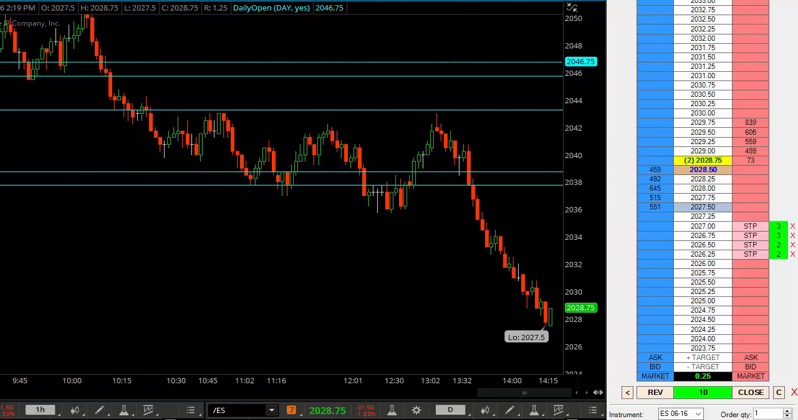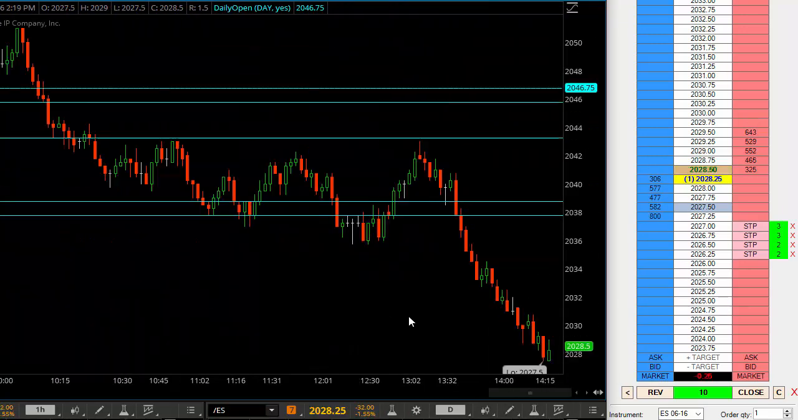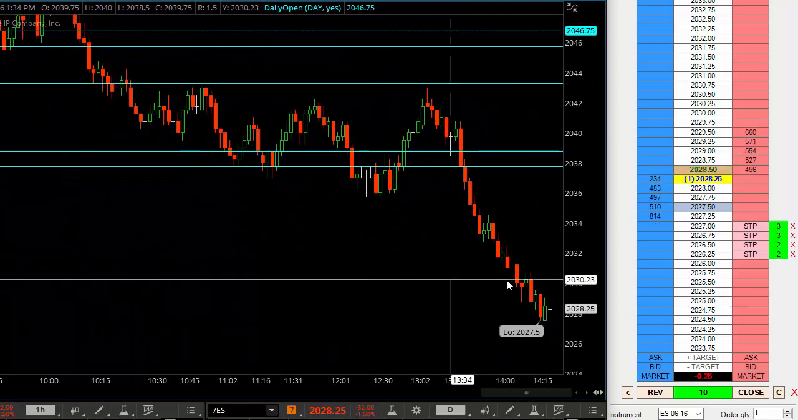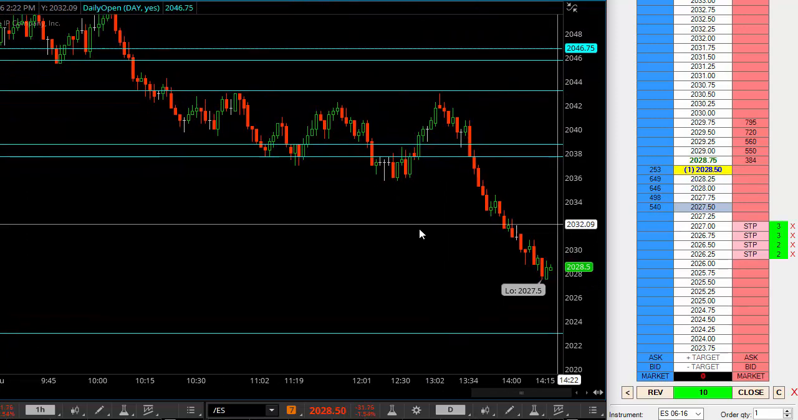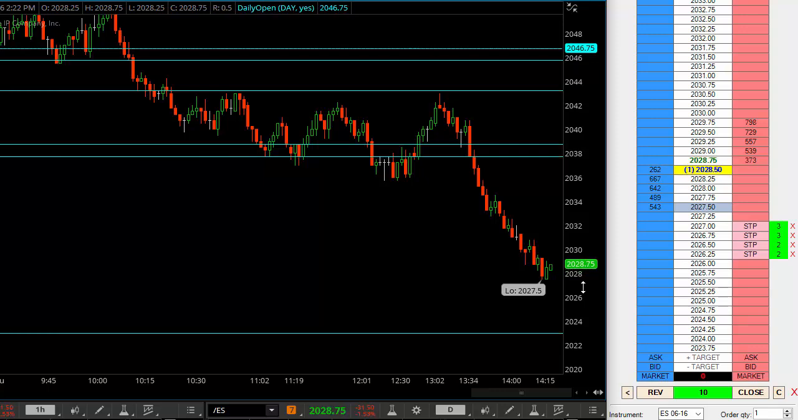So right now, I'm long 10 contracts from 28.50 with stop losses down there beneath 27. So what I'm doing now is just checking levels, seeing if this does want to bounce. I've got a lower level there, that next blue line that I'm looking for.